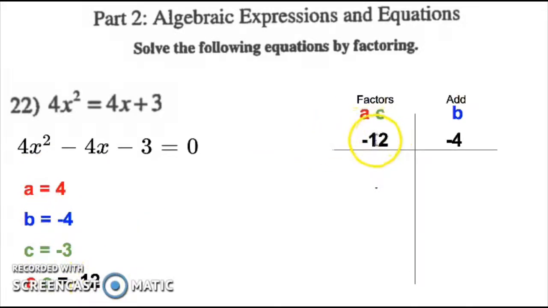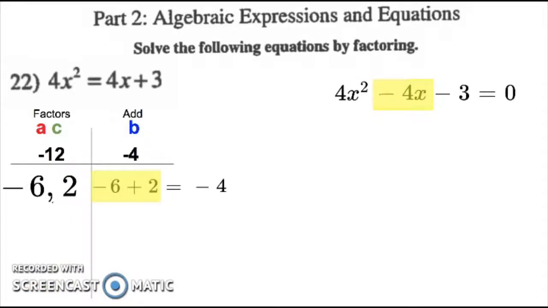So negative 12 is ac, b is negative 4. So I need numbers that multiply to negative 12 but add up to negative 4. So negative 6 plus 2 multiplies to negative 12 but adds up to negative 4. So then I'll have to rewrite this. So take out the negative 4x and replace it with negative 6x plus 2x minus 3.